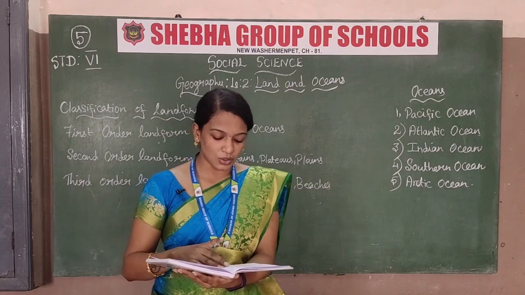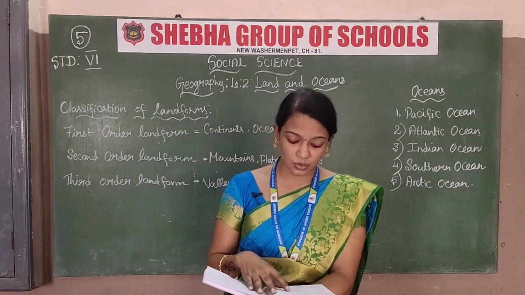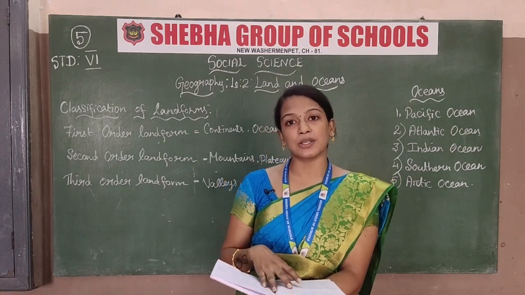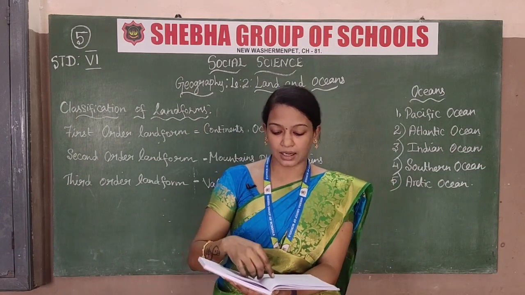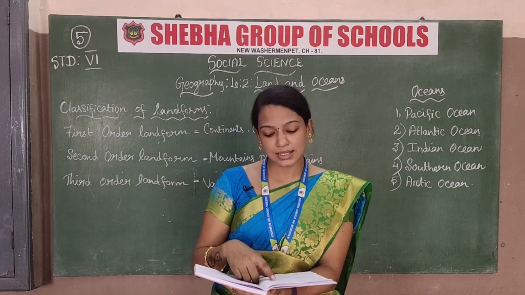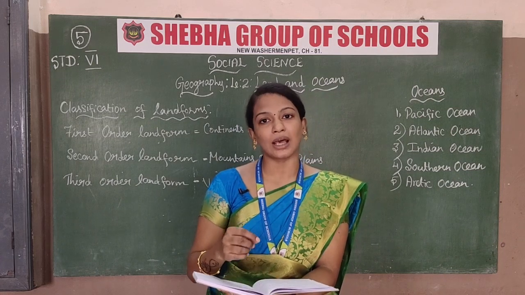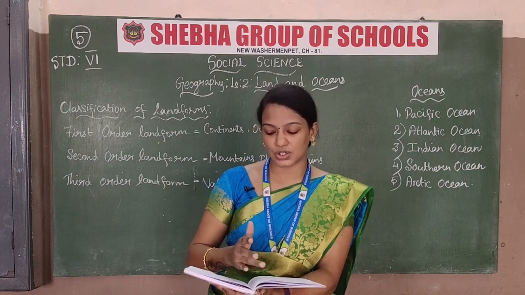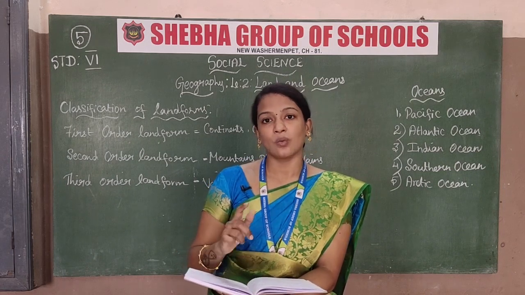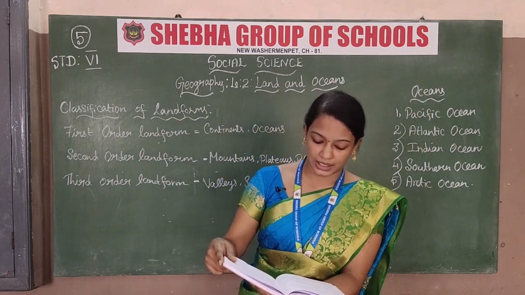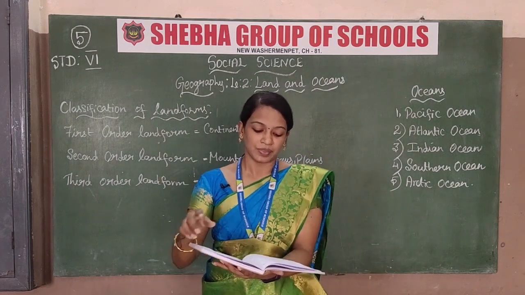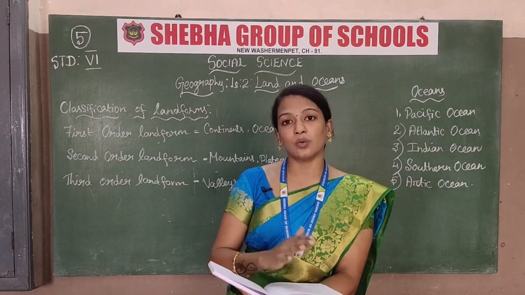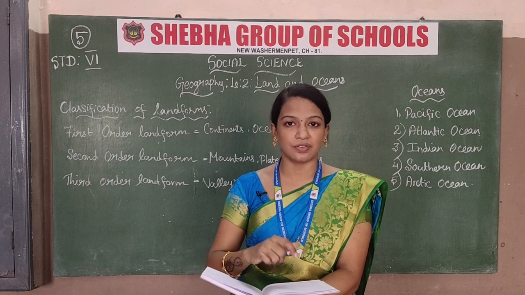The Pacific Ocean is the largest and deepest ocean on the earth. Its area is 168.72 million square kilometers, and it covers 1/3 of the earth's total area. Of the total area, 1/3 of the places is covered by the Pacific Ocean.